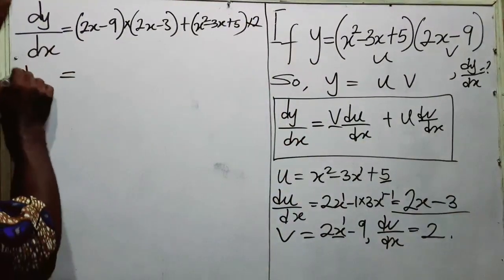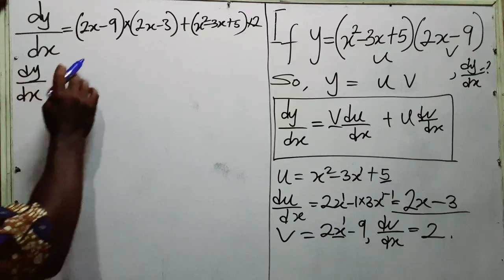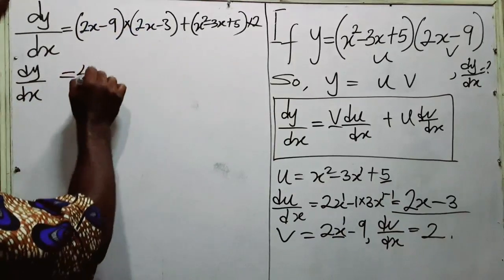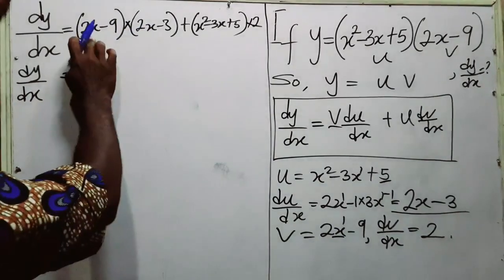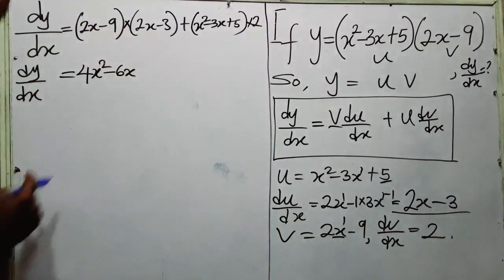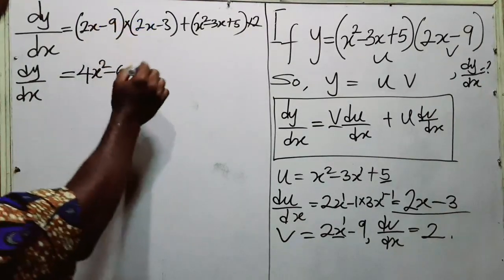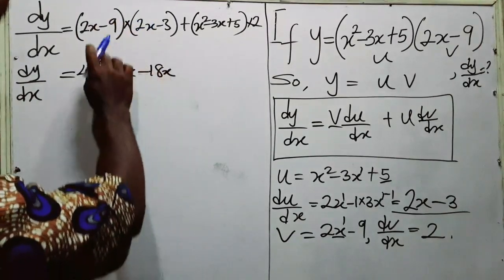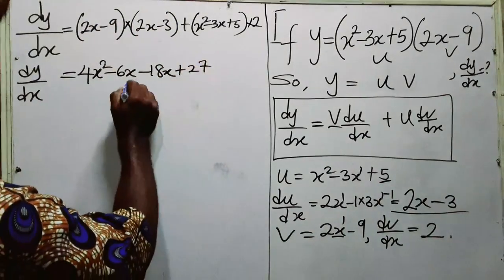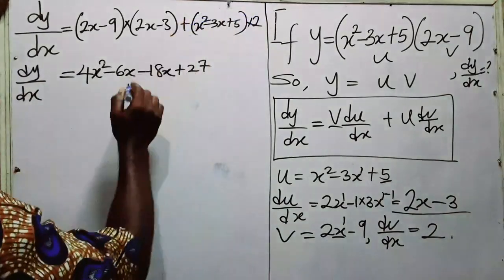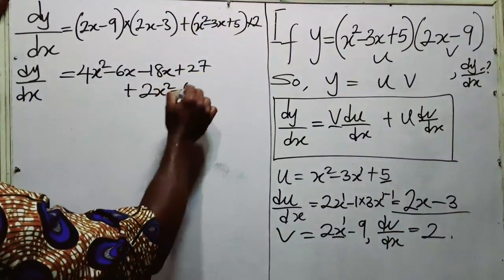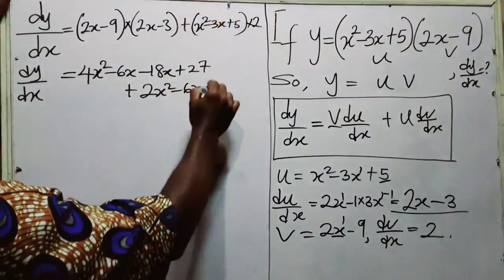So let's try to simplify. In expansion of this, 2x times 2x will give us 4x squared. 2x times minus 3 will give us minus 6x. Then minus 9 times 2x, we have minus 18x. Minus 9 times minus 3, we have plus 27. Now plus, let's multiply 2 by all: we have 2x squared, 2 times minus 3 we have minus 6x, 2 times 5 we have plus 10.